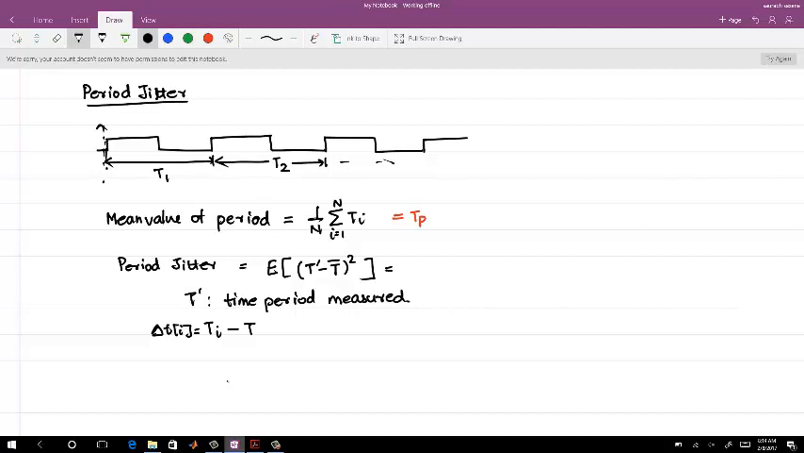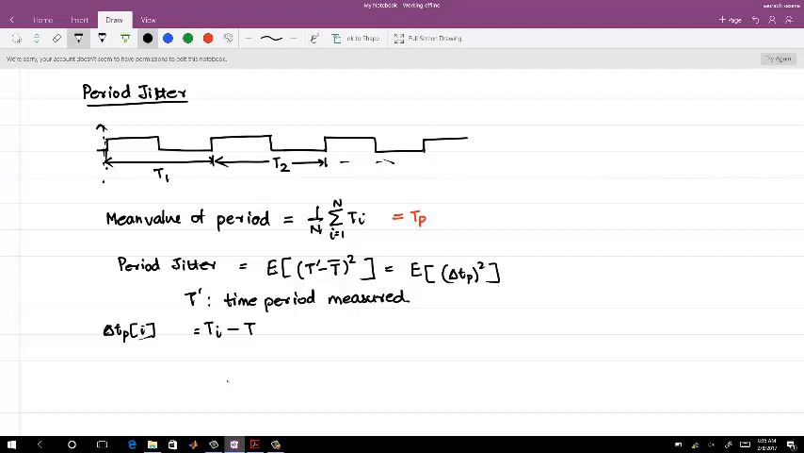Okay, so this is same as delta t square. No, this is time period. I think what I used yesterday was the same as delta t. So I will say delta t for period jitter is defined in this manner. I think that will maintain the difference.